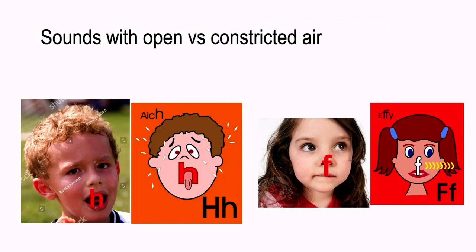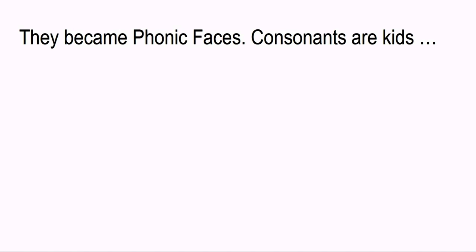The H is the huffing sound, like you're running. The F makes the f sound. You bite your lip, and then you blow some air. F, f, f. So you almost stop the sound with a straight line, but it's not a completely straight line. You also have that small opening where the air goes through. F, f. Teeth on bottom lip. Okay, they became the phonic faces.